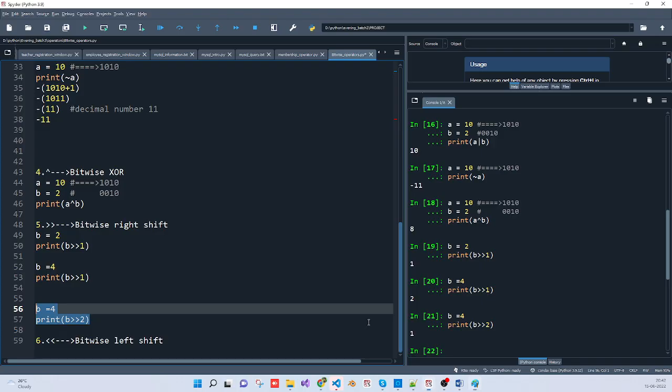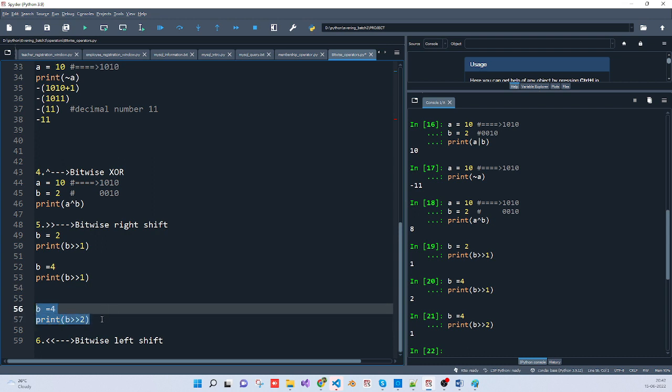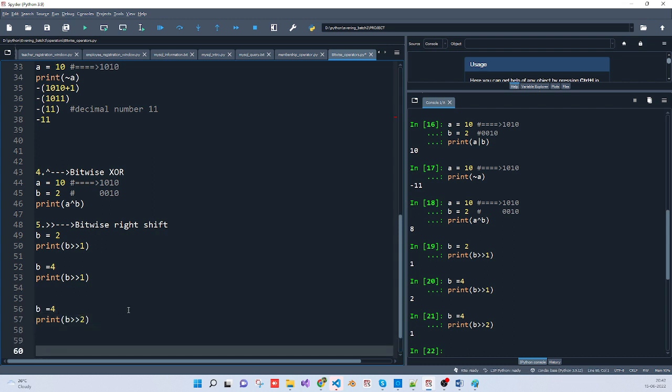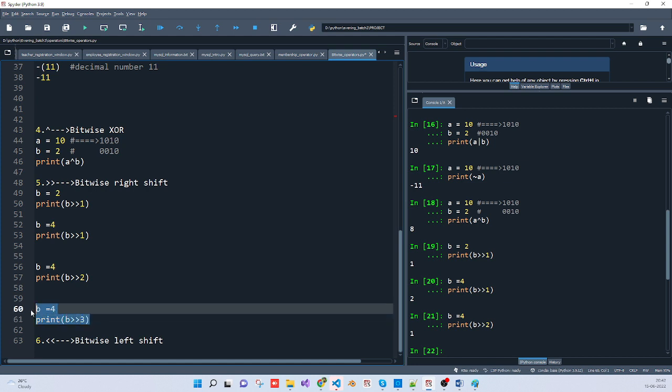If you shift three times, these are all one more example, don't consider them together, I am doing these one by one. So if I shift three times, what is the output? The output is 0.